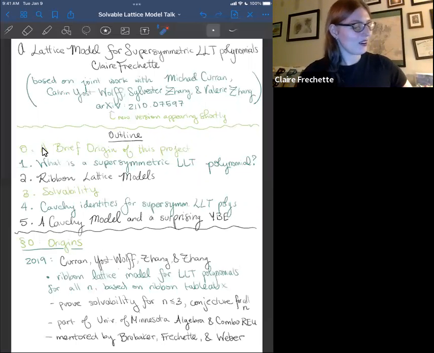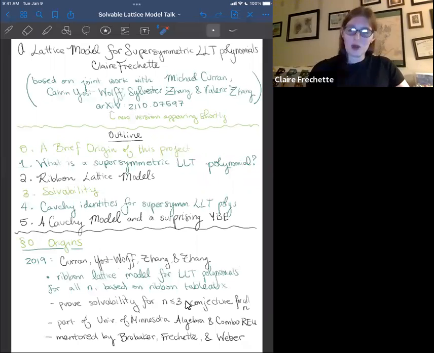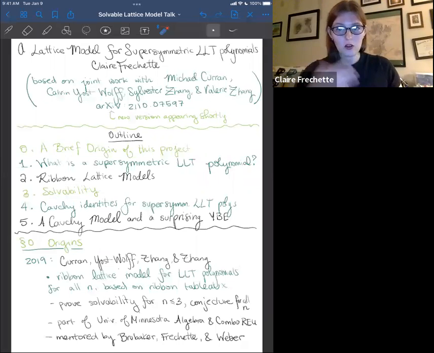So our opening introduction section is, where did this project start? It started as an REU, where our students constructed a ribbon lattice model that gave LLT polynomials, so not supersymmetric, just LLT. And they figured out the model for all n, then proved that it was solvable up to 3 and conjectured. And then they went back home at the end of the summer and it stagnated for a while. This project I co-mentored along with my advisor, Ben Brubaker, and one of my collaborators, Katie Weber.